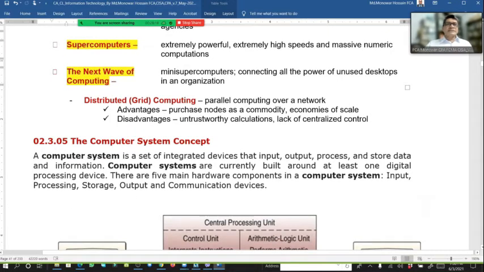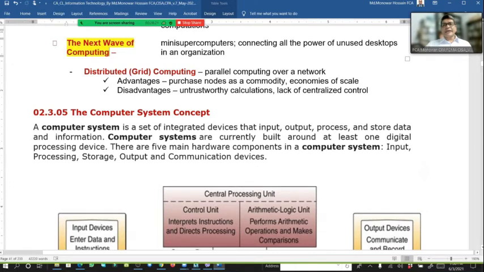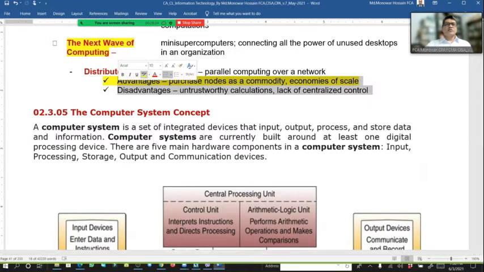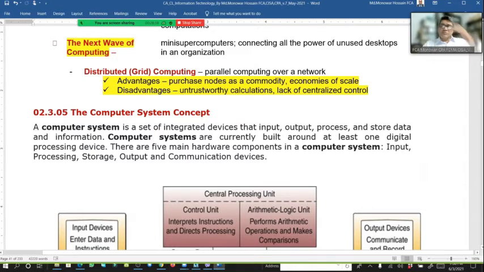And distributed grid computing, a parallel computer over the network. The advantage is that it is persistent and commonly economic in scale, and there is digitalization, which means a lack of centralized control. So look here, if we are using a laptop at this moment, my laptop is also used for office purposes and also for personal purposes.